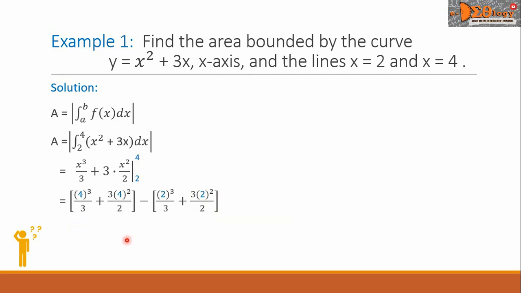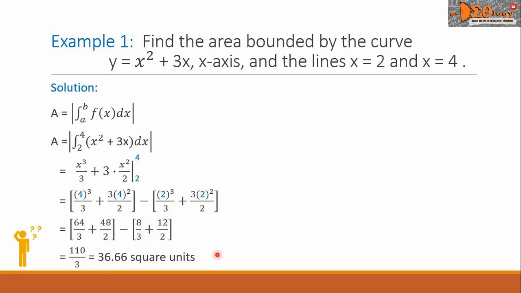Simplifying the first group, we will get this 64 over 3 plus 48 over 2 minus the second group, which is now 8 over 3 plus 12 over 2. Simplifying this further, we will get the final answer, 110 over 3, which is equivalent to 36.66 square units. This is the area that we want.